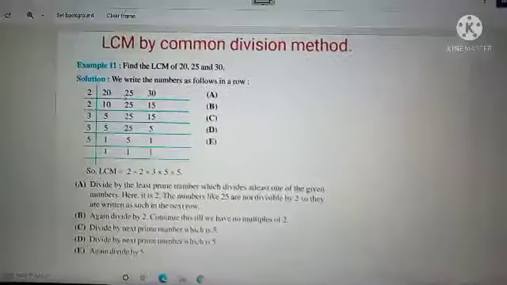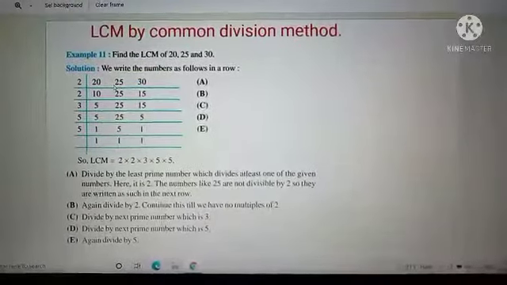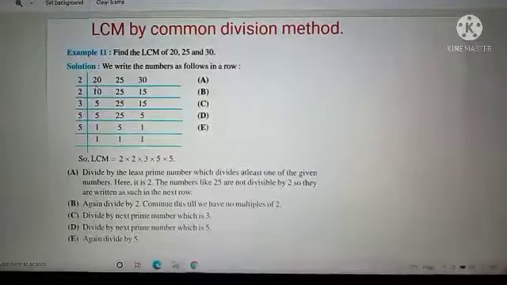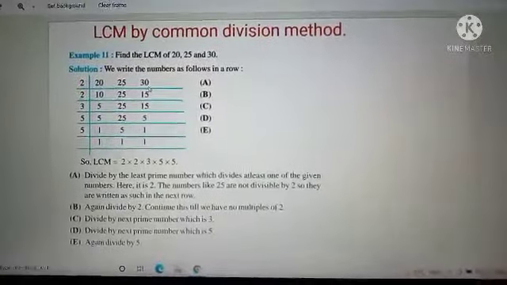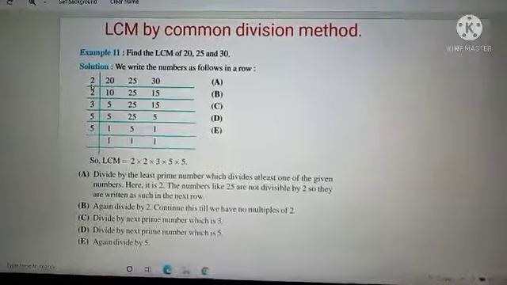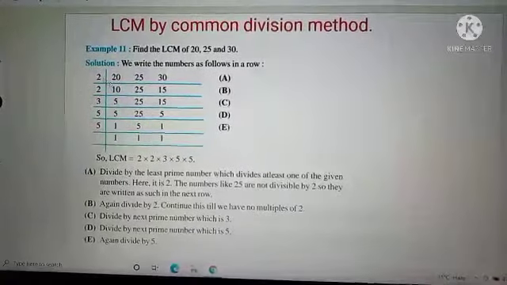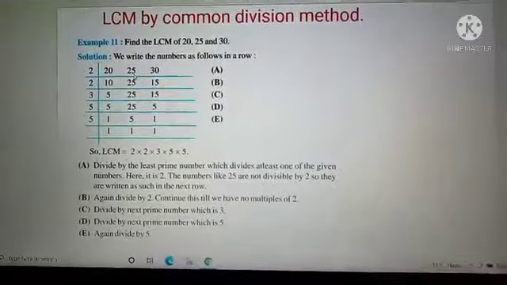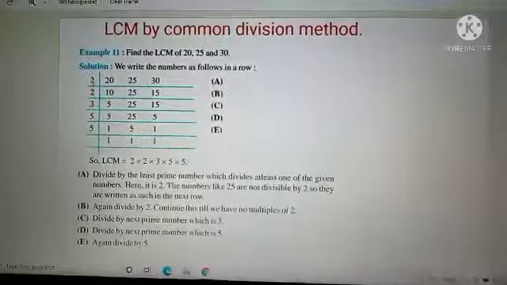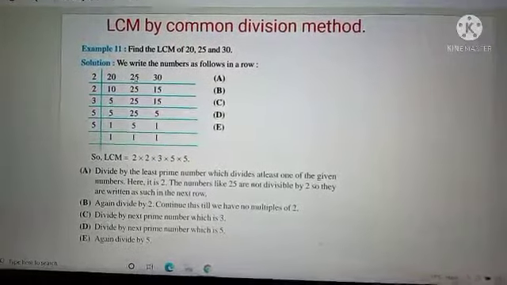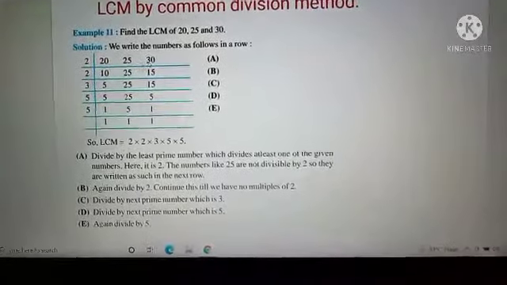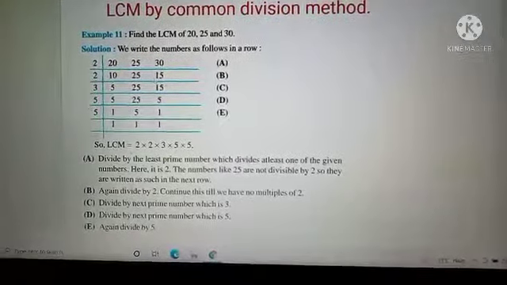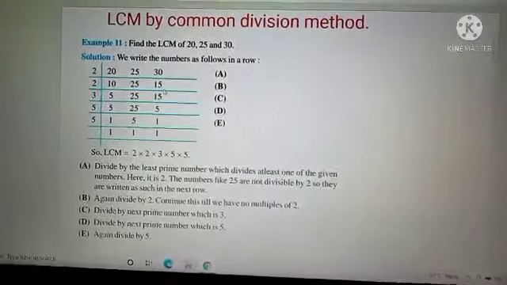At least one of the given numbers has to be divisible by 2. Here we have two numbers, 20 and 30, divisible by 2. So we continue with 2. We wrote 2 here. 20 divided by 2 is 10. And 25 divided by 2 is not possible, so let it be like that. We will write down that 25. And 30 divided by 2 is 15.